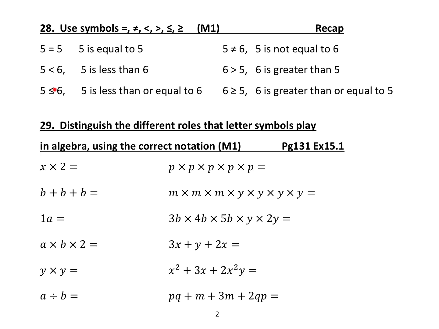And then this is very similar to the last one. So 5 is less than 6, but because there's a little line there, it means it could be equal to 6 as well. So 5 is less than or equal to 6. If we put a line through the equal sign, that means that 5 is not equal to 6.